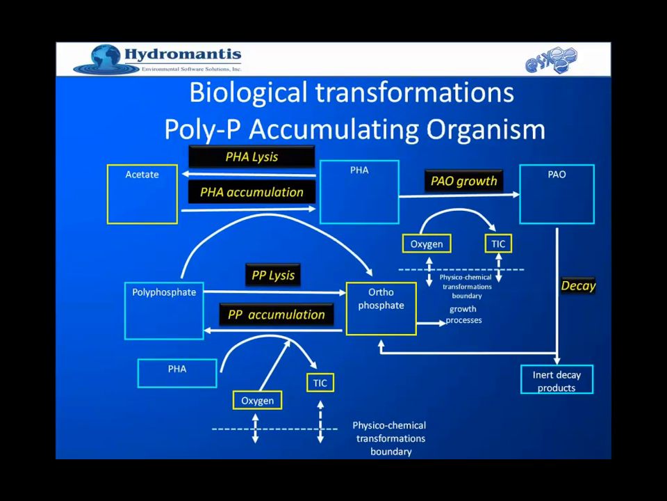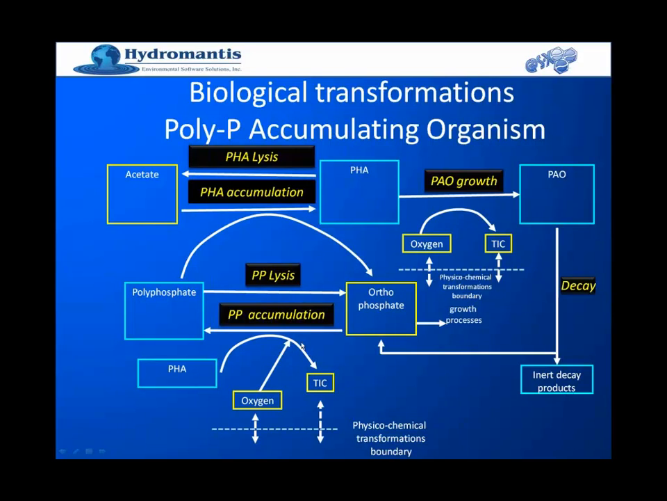This is the scheme for biological transformations which are conducted by poly-P, the phosphorus accumulating organisms. And in this particular case, we have the processes under anaerobic and aerobic conditions in which acetate, for example, is taken up and converted into PHA. And in this particular process, the polyphosphates produce orthophosphates. Under aerobic conditions, the reverse process happens. The orthophosphates are converted into polyphosphate and they consume PHAs, and oxygen is utilized.